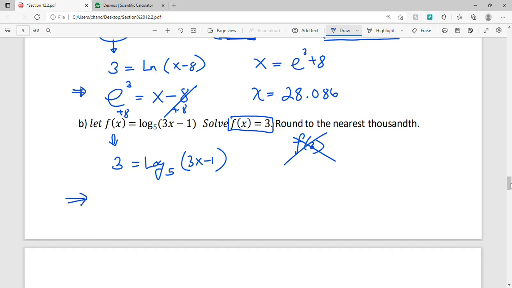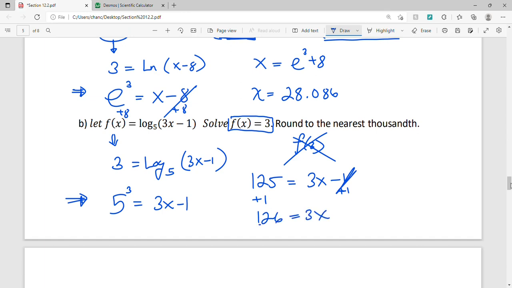Translate it with exponential notation. The base is 5. The answer to the log is the exponent. That's 5 cubed. 5 cubed is equal now to 3x minus 1. I know what 5 cubed is. 5 cubed is 125, and that's equal to 3x minus 1. We can add that 1 to both sides. So this is 126 equals 3x, and I can divide both sides by 3. And we should get x is equal to 42.